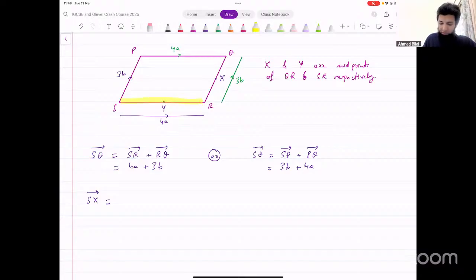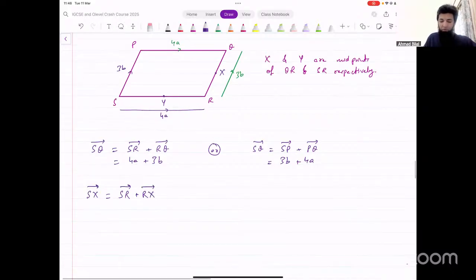So you go from S to R and then R to X, right? That's one path that you can follow on this diagram. So you can say SX is the same thing as SR, you go from S to R, and then you go from R to X. That's the path that you can follow. Now, do we know SR? Yes, that is 4 times A. But the problem is, we do not know what RX is. We know that the full vector is 3 times B. But RX, that is something that we do not know.